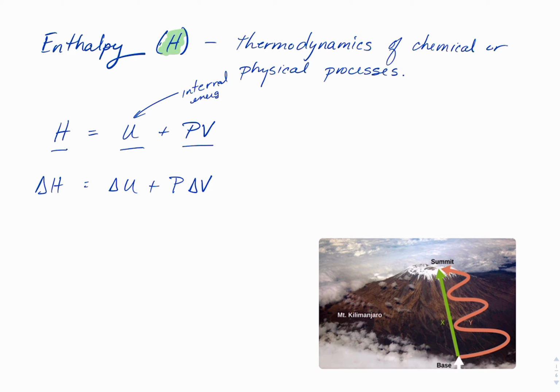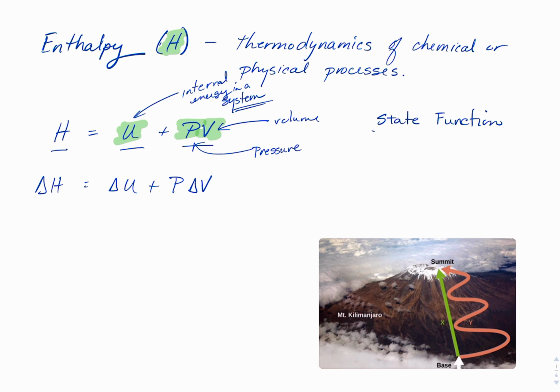energy in a system, and P and V are pressure and volume of that system. Now it turns out that all three values, U, P, and V, are referred to as state functions.